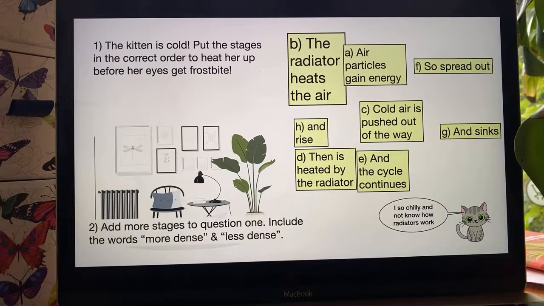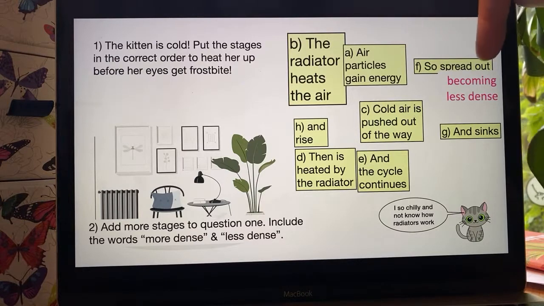All right, so I said if you could talk about density. Oh, I've made a mistake actually, I just remembered. This is not quite right. Why is this not right? In fact, that's a very good question for you. The radiator heats the air, particles gain energy, so spread out, becoming less dense. That's actually wrong. That would probably not get me a mark at IGCSE. Why not? It's subtle, but there's very wrong physics here.